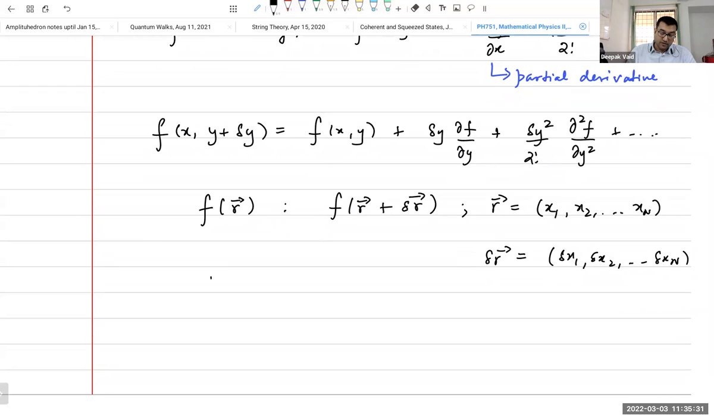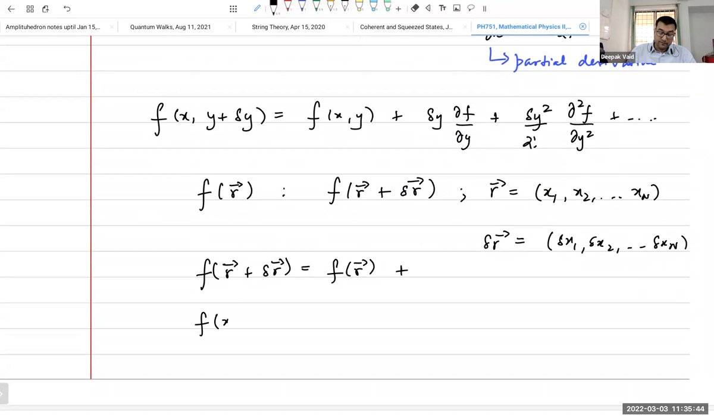Now, what will be the first term, the zero order term? That will just be f of r, right? Now, what should be the second term? Let me just write down the Taylor series for one variable for reference. What is this term here? This term is delta x times df by dx. But when you have multiple variables, you have delta x1, delta x2, till delta xn. So what will be the natural generalization of this expression?